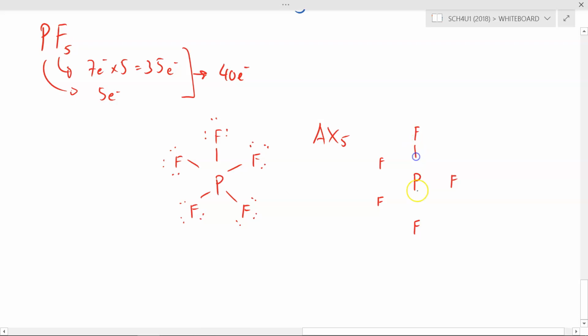Alright, so these fluorines are going to be on the same plane. 1 is going to pop out of the page, and 1 is going to go into the page itself. And there is our trigonal bipyramidal, with a 120 degree angle between each of these fluorines on that plane, and then we have a 90 degree angle here and here between the fluorines.